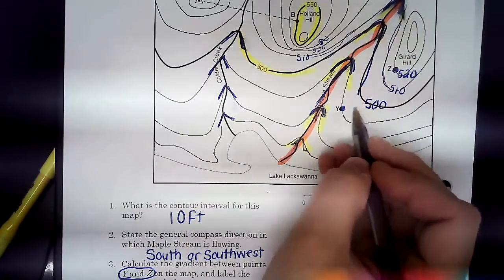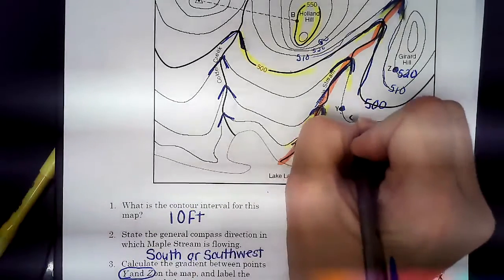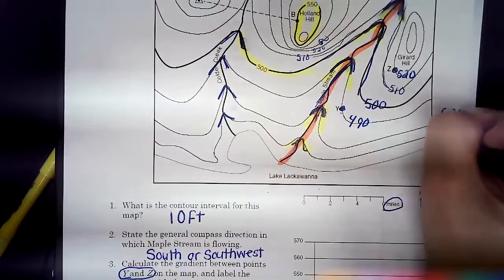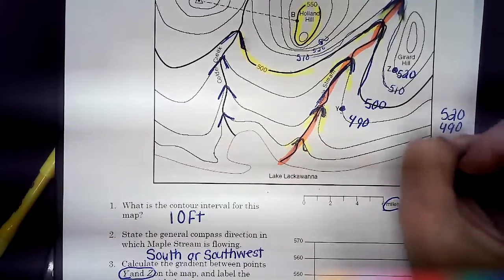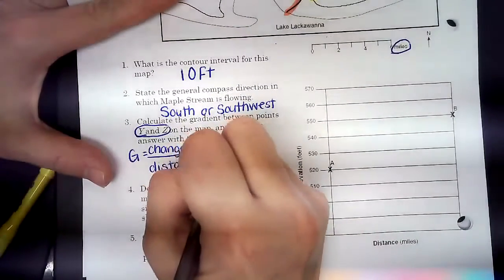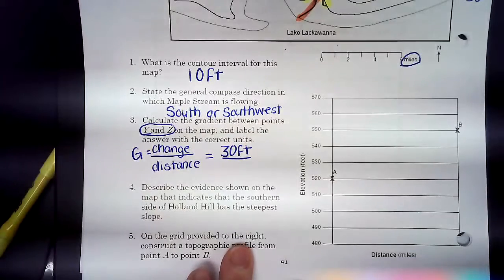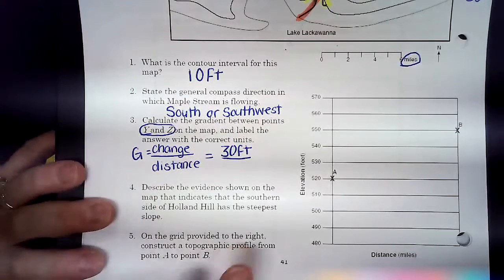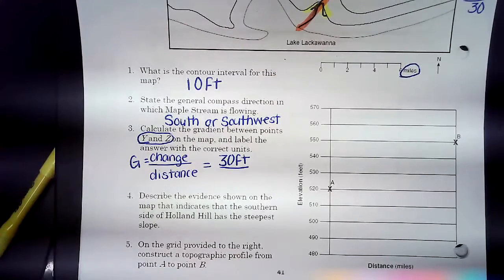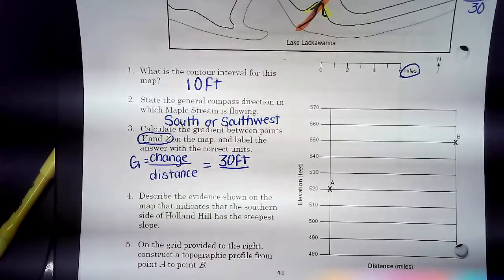Going backwards, if this is 500, to get to Y, what is the elevation at Y? 490. So to figure out the change, we take 520 minus 490, and that gives us 30. So it changes 30 feet. If you were to walk from Y to Z, you'd be going up in the air 30 feet. But the next part we need to know is the distance. In other words, how far apart are they? How many miles will you have to walk?